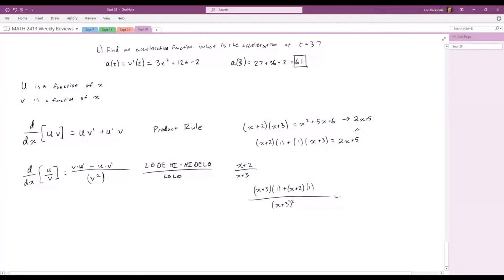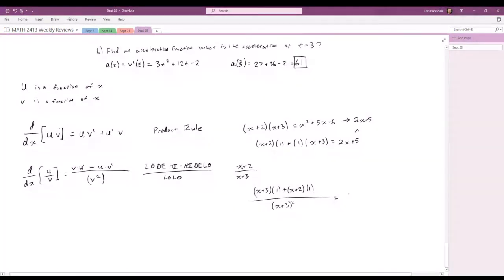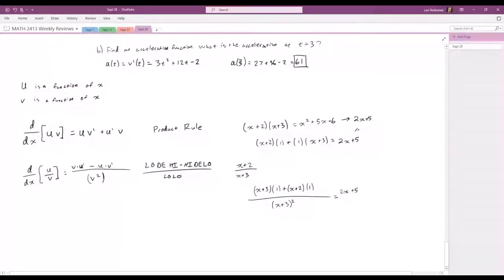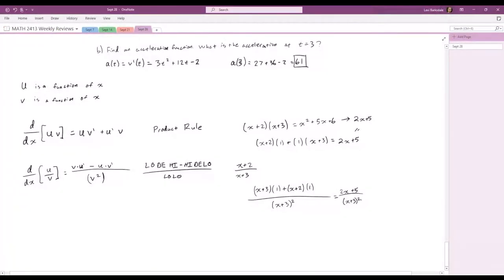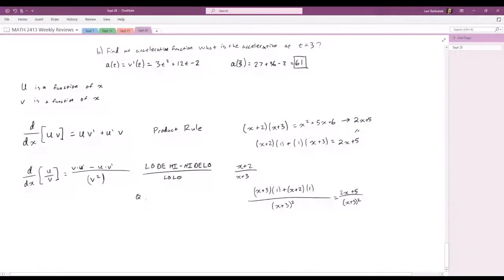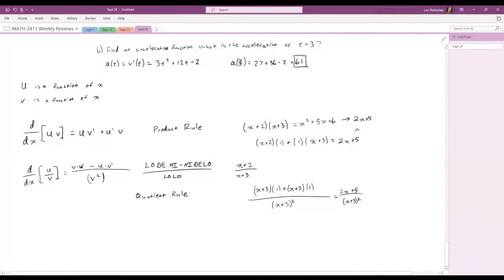But yeah, if we finish simplifying this, we would have x plus 3 times 1 is x plus 3, plus x plus 2 gives 2x plus 5, right? Yeah, 2x plus 5 all over x plus 3 squared. And that's the product rule and the quotient rule. They're both pretty important. I would recommend just memorizing them because you will do them for all of calculus.